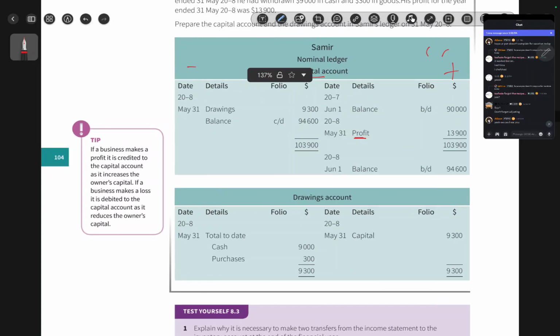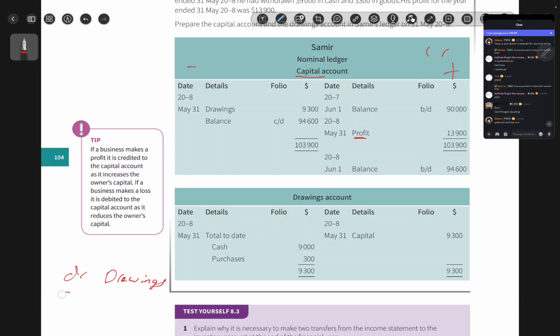And then drawings, if the drawings is coming on the debit side of the capital account, then capital will come on the credit side of drawings account, right? Very simple. Because the double entry or the journal entry for drawings is to debit drawings and credit capital. Wait, what? Yeah, no. What did I do? Oh, this is your end transfer. My bad. You don't really credit capital at this stage.